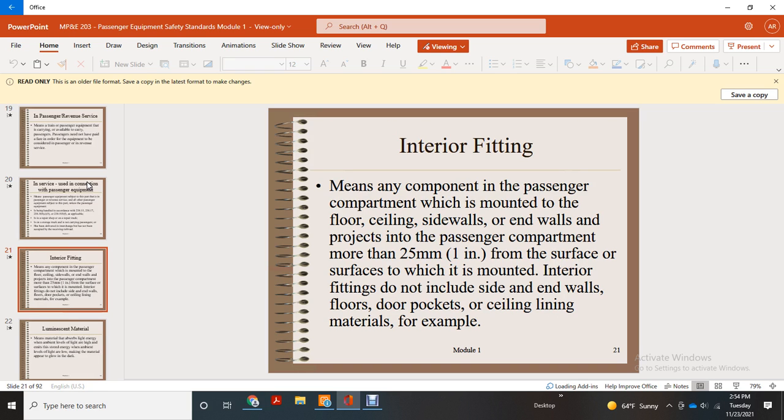Interior fitting means a component in the passenger compartment which is mounted to the floor, ceiling, side walls, or end walls and projects more than 1 inch from the surface to which it is mounted. The interior fittings do not include side walls, end walls, floors, door pockets, ceiling, and lining materials, for example.